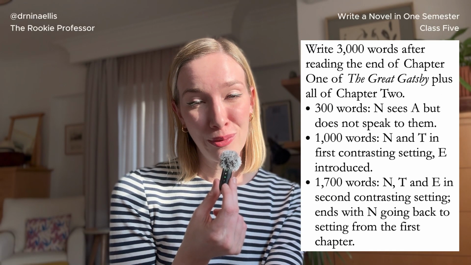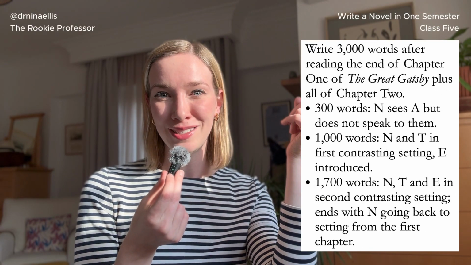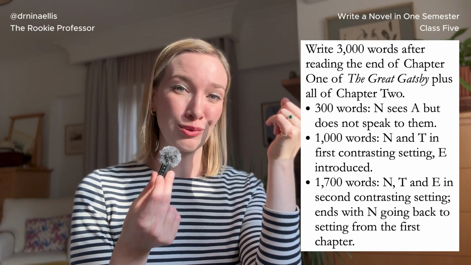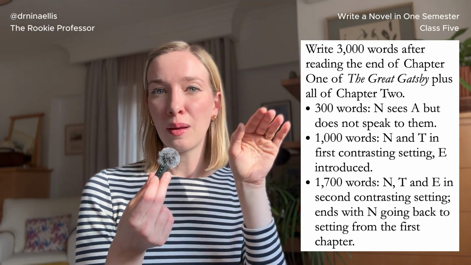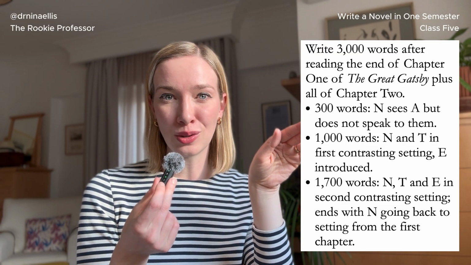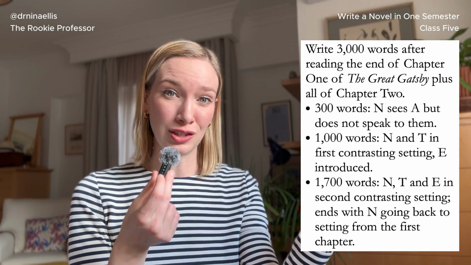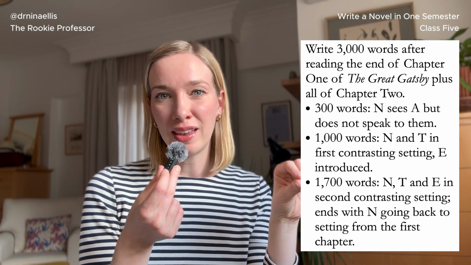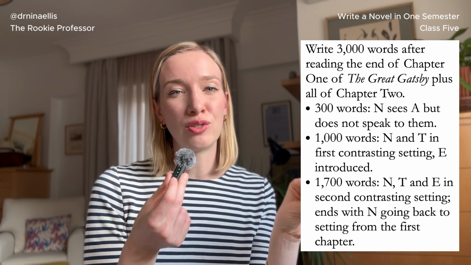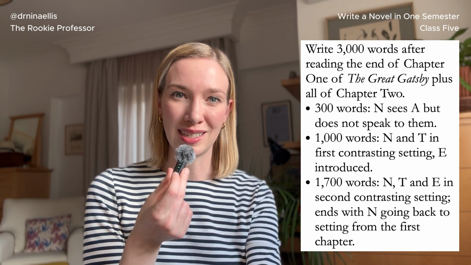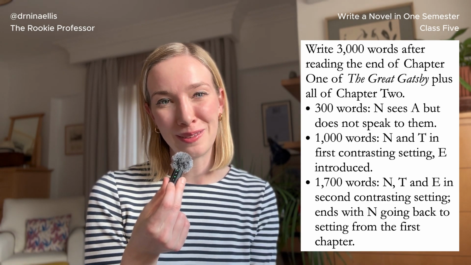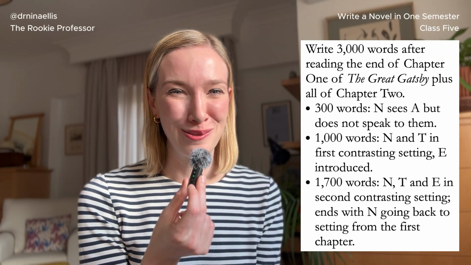And the passage should end with the narrator returning to the setting that they are usually in, the setting of chapter 1. So you should be able to do that in about 3,000 words. 300 words for the beginning, where the narrator sees the protagonist but doesn't speak to them. About 1,000 for the first of the two contrasting settings, in Fitzgerald's case, the Valley of Ashes, and then about 1,700 for the next contrasting setting, so in Fitzgerald's case, the apartment. Good luck, and I'll see you for class 6.